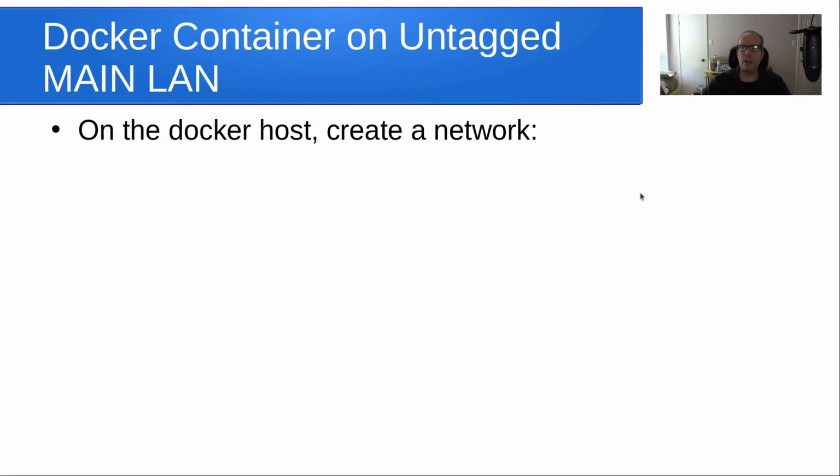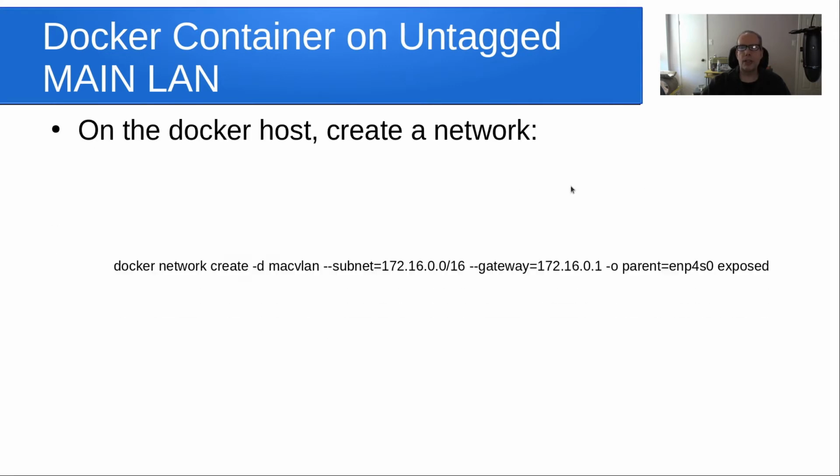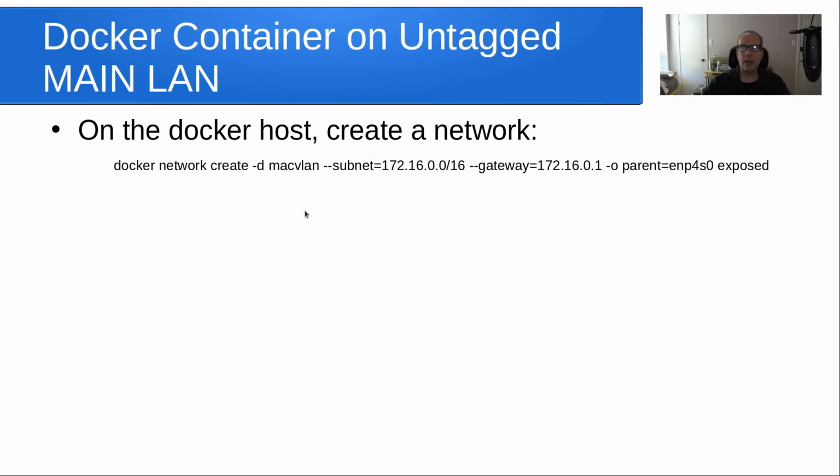So we have an option to create a Docker container on your untagged main LAN. And the way we do this is on the Docker host, you actually create a network with the command docker network create macvlan --subnet. In my case, my subnet for my main network is 172.16.0.0. I mean, yours might be 192.168.1.0 as we had in that network diagram example.